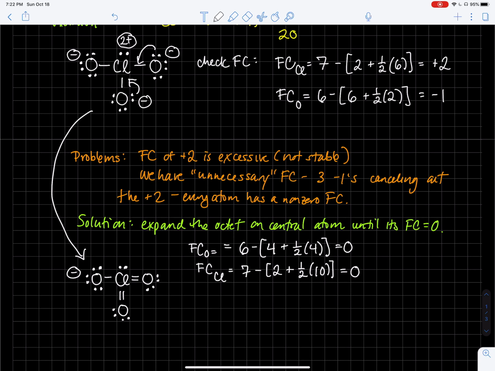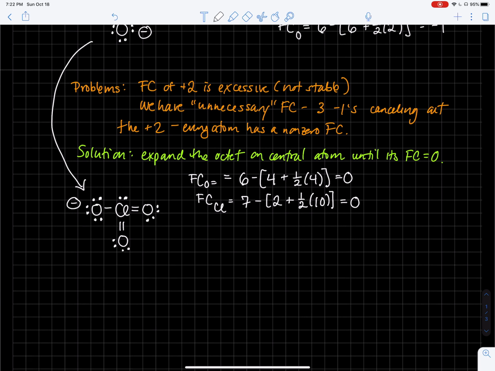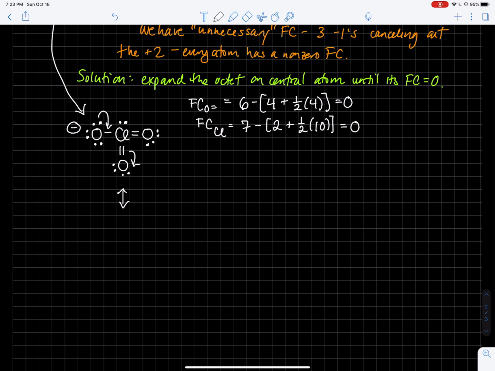So I did what I said I would do. I expanded the octet on the central atom until its formal charge is 0. Now, if you're paying attention, you notice that I had a choice about where I drew those double bonds. And when I have a choice, that means I have resonance structures. So we can think of this as moving the single bond around the molecule. So I'll do this, and now I'm going to draw a resonance arrow to indicate that I'm drawing resonance structures. So I can draw this resonance structure here.